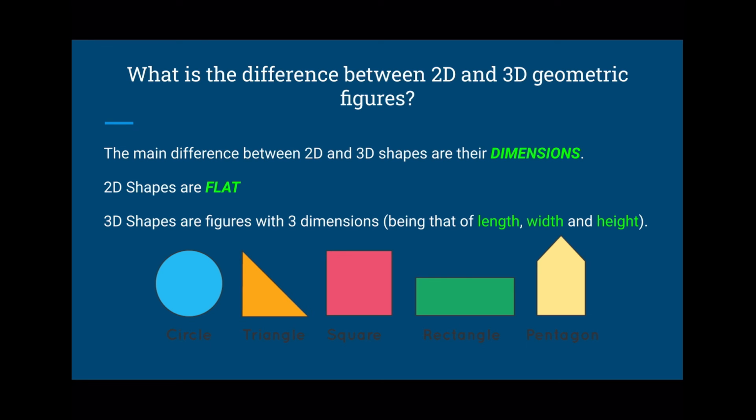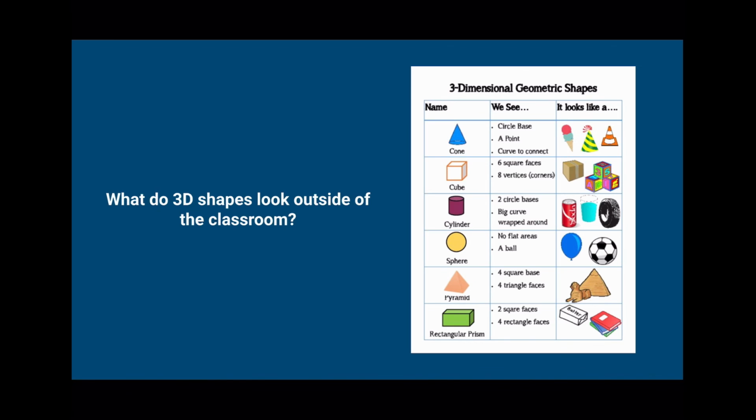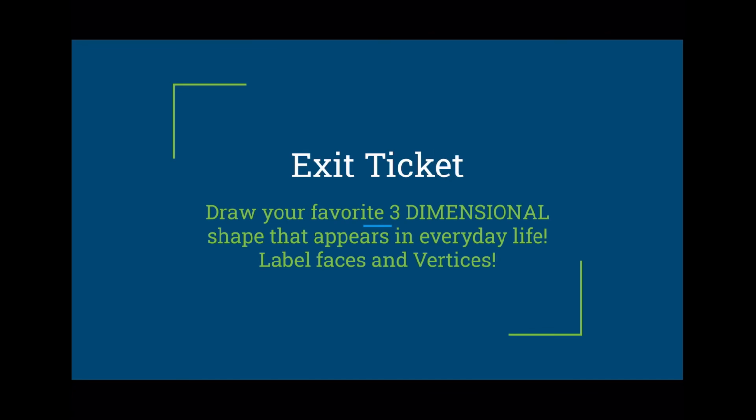The main difference between the two is that they have different dimensions. 2D shapes are flat, while 3D shapes have length, width, and height. What do 3D shapes look like outside of the classroom? Alright, exit ticket. Draw your favorite three-dimensional shape that appears in everyday life. Label faces and vertices.